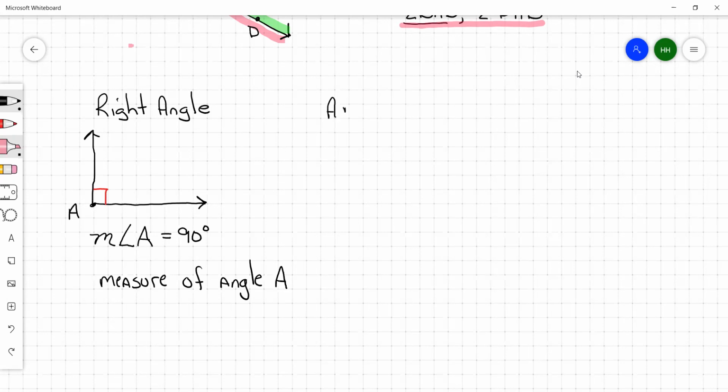An acute angle. In an acute angle, the measure of the angle at the vertex, so the measure of angle A, if it were to be acute, is less than 90 degrees.